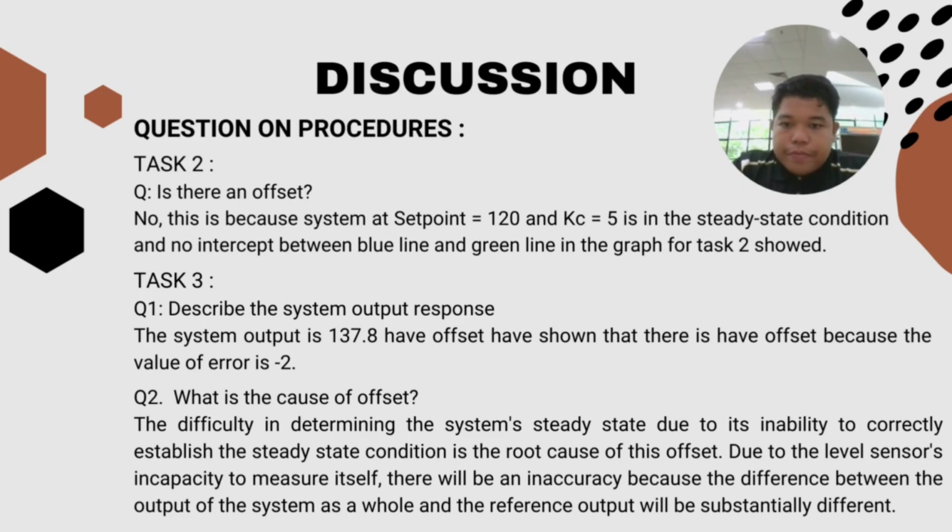And question 2, what is the cause of the offset? The difficulty in determining the system's steady state, due to its inability to correctly establish the steady state condition, is the root cause of this offset. Due to the level sensor's incapacity to measure itself, there will be an inaccuracy, because the difference between the output of the system as a whole and the reference output will be a stability difference.